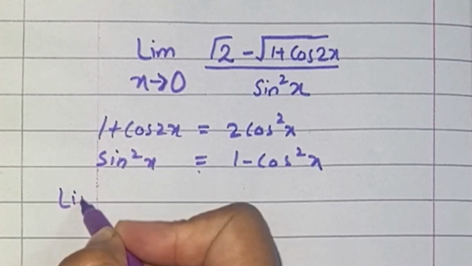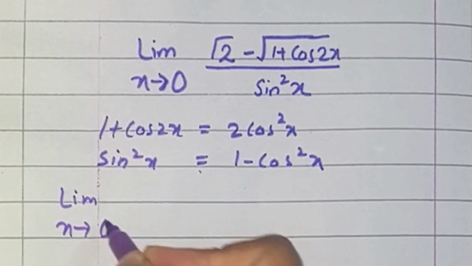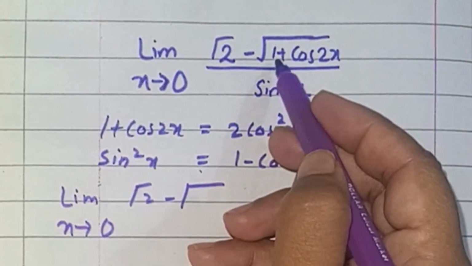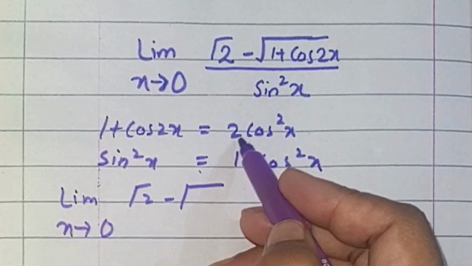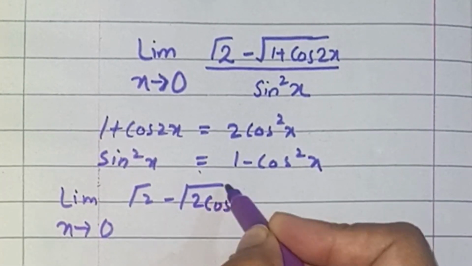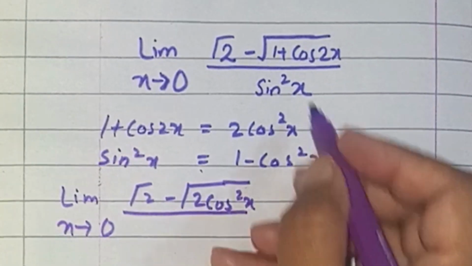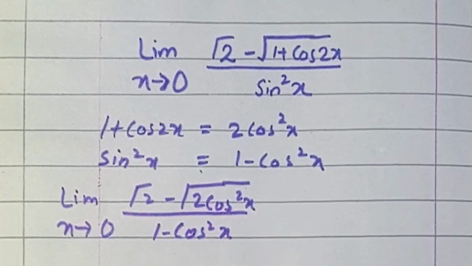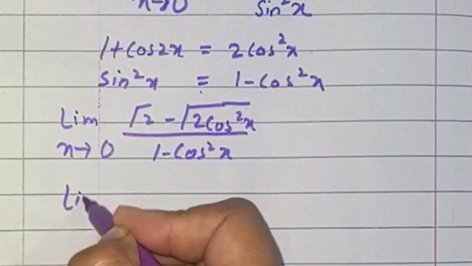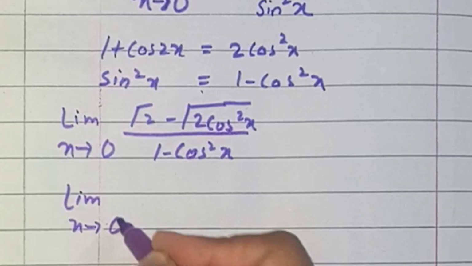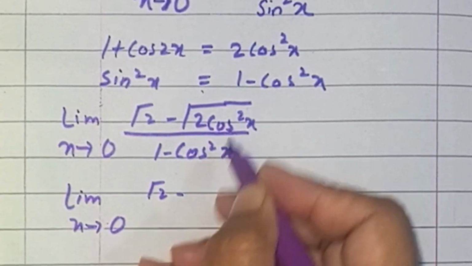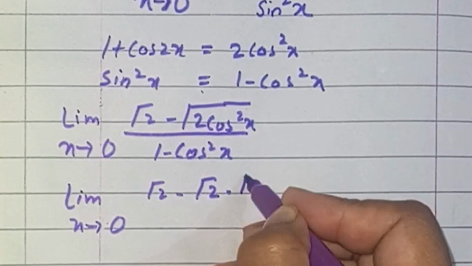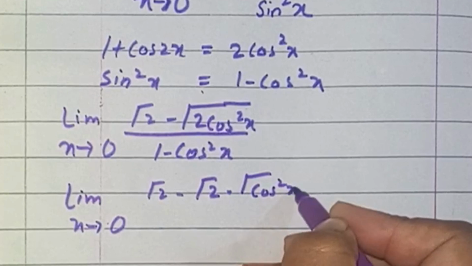So we have the limit as x approaches 0 of square root 2 minus the square root of this whole term 1 plus cos 2x, which is equal to 2 times cos squared x, over, and we write this denominator as 1 minus cos squared x. We write this as the limit as x approaches 0 of square root 2 minus, we write this term as square root 2 multiplied by cos squared x.